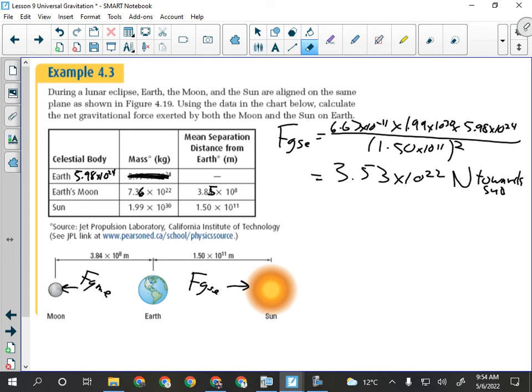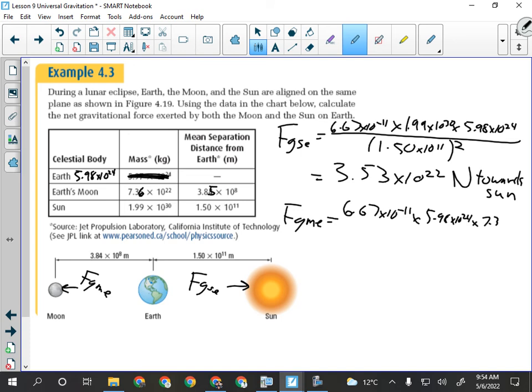I don't even know what that last word says. Sud? Sun. There we go. Okay, and then I've got to do a force of gravity between the Moon and the Earth calculation. So that'll be 6.67 times 10 to the minus 11 times 5.98 times 10 to the 24 times 7.36 times 10 to the 22 divided by 3.85 times 10 to the 8 squared.